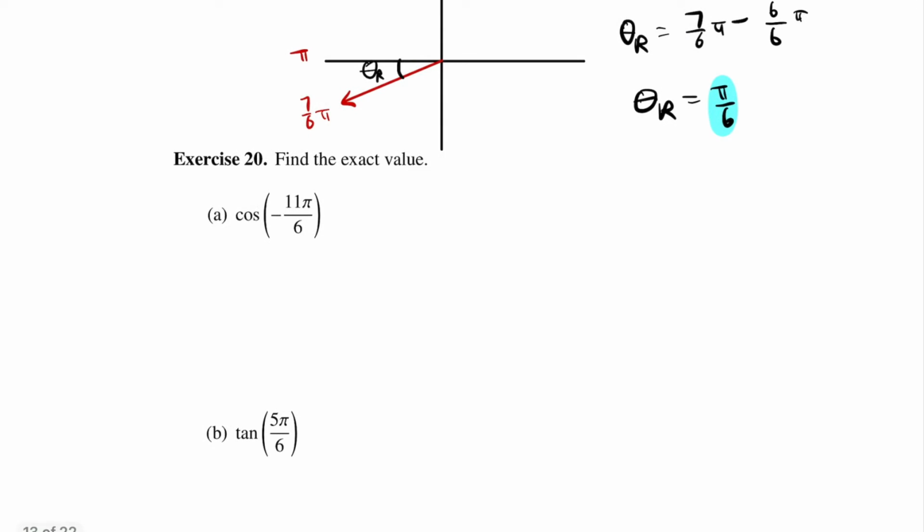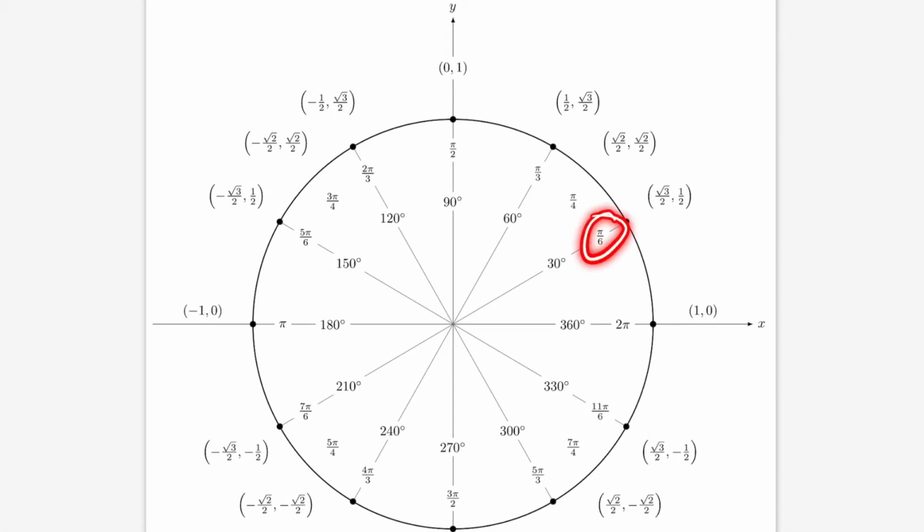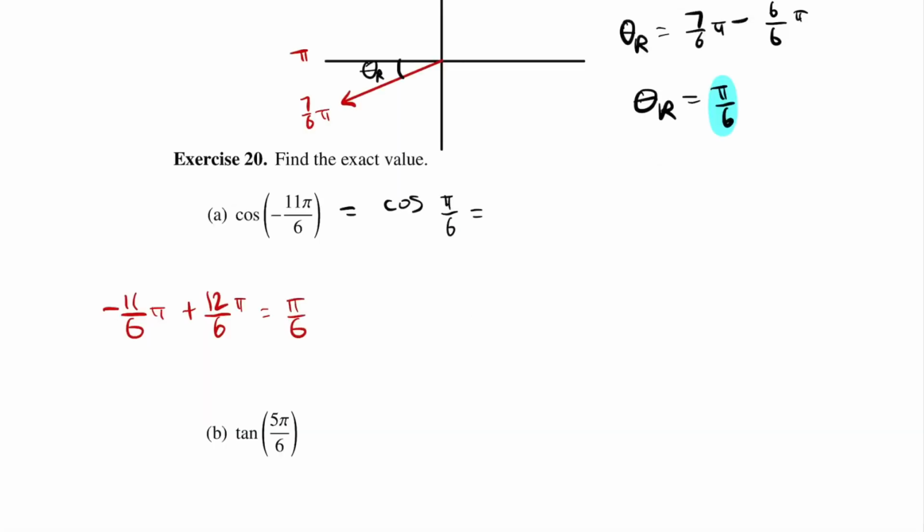All right, so now they're asking us to find the exact values of these. You could use reference angles, or you can just use coterminal angles. I'm just going to use coterminal angles. I think it's a lot easier. In order to find a coterminal angle, you would add 2 pi, which is the same thing as 12/6. If you do that, you're going to get pi over 6. So this problem is equivalent to just finding the cosine of pi over 6. And if you go to your unit circle, pi over 6 is here. Cosine is the x-coordinate, radical 3/2. So radical 3/2 is our final answer.